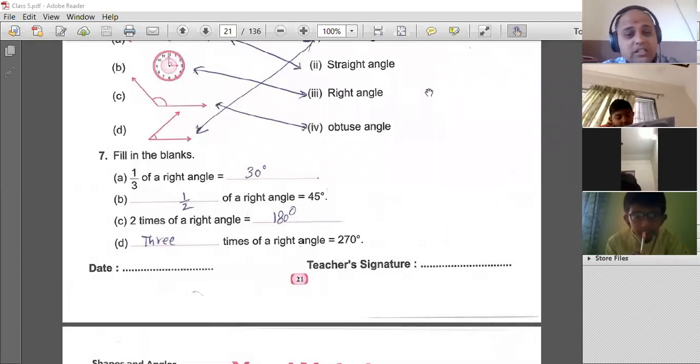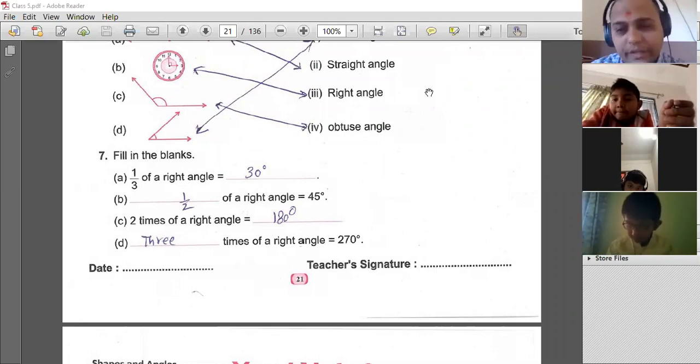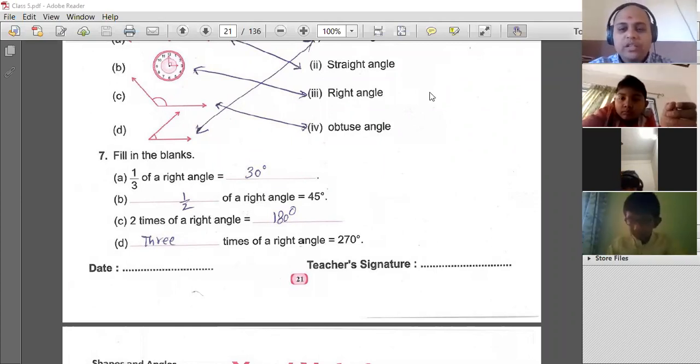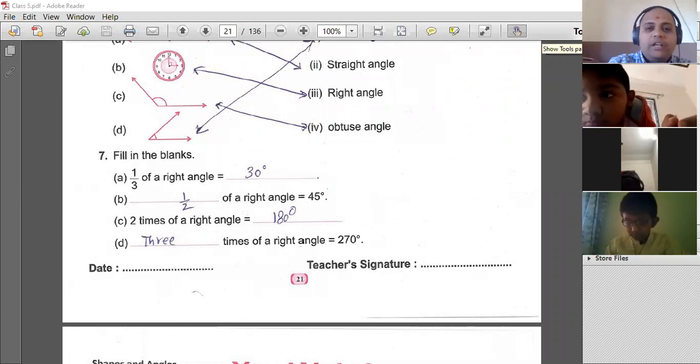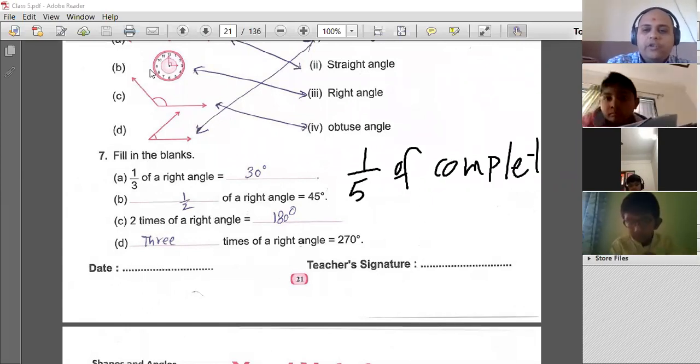Another example which I can ask is, say, 1/5 of a complete angle. Now, what is a complete angle? Right, 1/5 of a complete angle. Do it, and give me the answer in the chat box. Come on, I'm waiting for you. The question is 1/5 of a complete angle. You can write this in the workbook also, no issues.